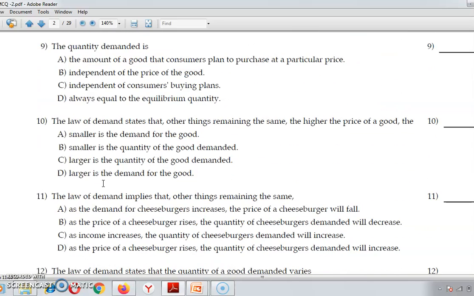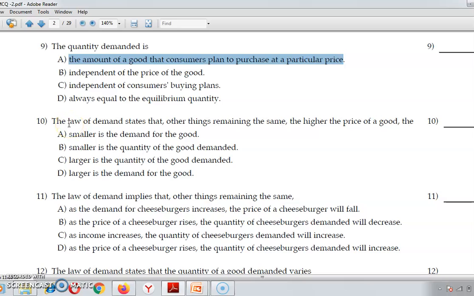answer. 9 number, the quantity demanded is the amount of a good that consumers plan to purchase at a particular price, independent of the price of the good, independent of consumers buying plans, always equal to the equilibrium quantity. So गलत answer A हो. The amount of good हैन जुन चाहिँ एउटा ग्राहकले खरिद गर्न कुनै एउटा मूल्यमा चाहन्छ त्यसले हामी क्वान्टिटी डिमान्डेड भन्छौं.